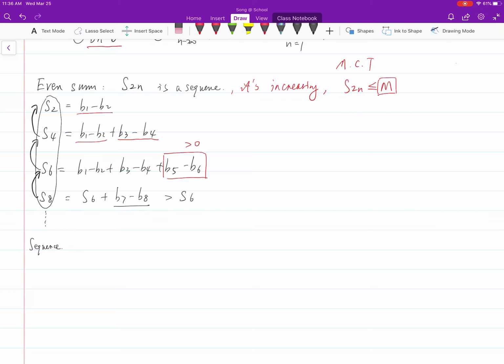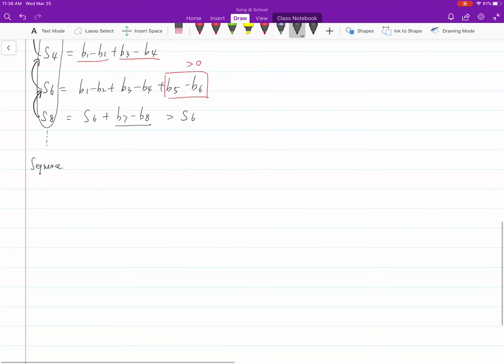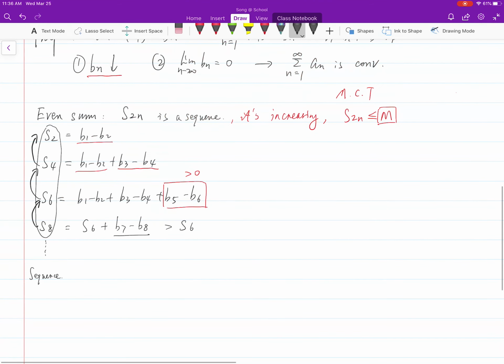What's going on here? Let me rewrite this. Okay. Here is S2. Remember, all the b's are positive, right? The negative 1 to the power takes care of the sign. So this is definitely less than b1, for sure, because you are b1 minus something.